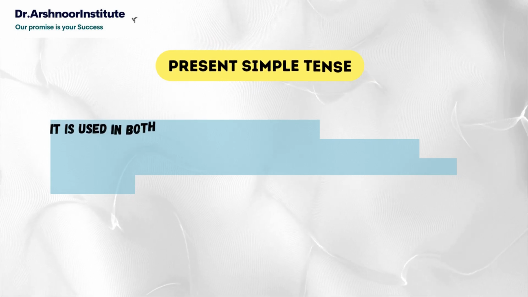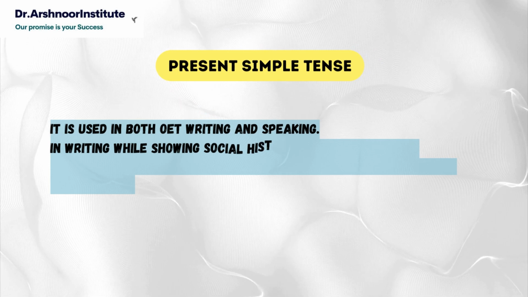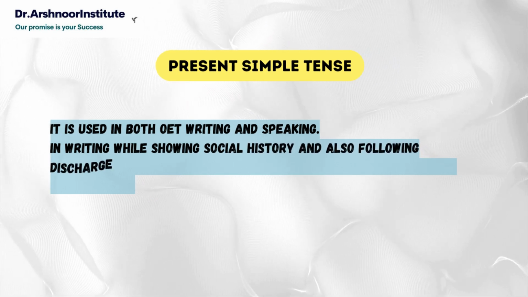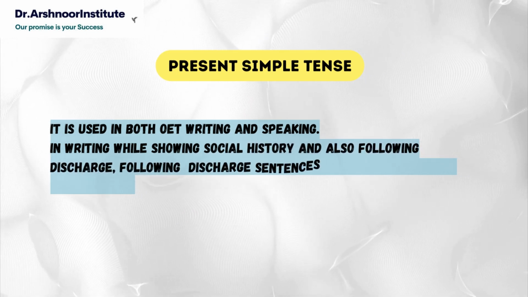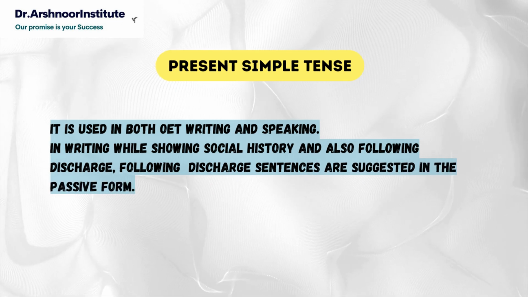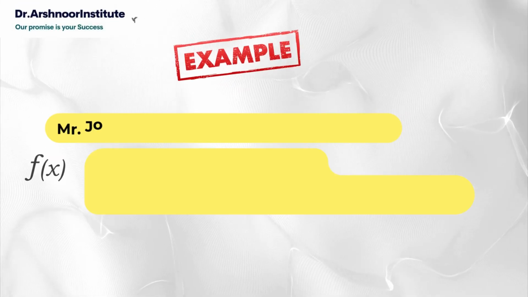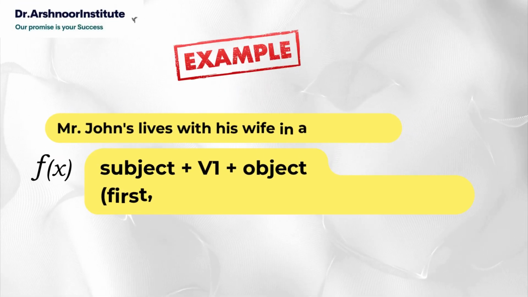Present simple tense. It is used in both writing and speaking, and it is the most used tense. In writing, while showing social history and also following discharge sentences, the passive form is suggested. Let's see some examples. Mr. Jones lives with his wife in a rental flat.